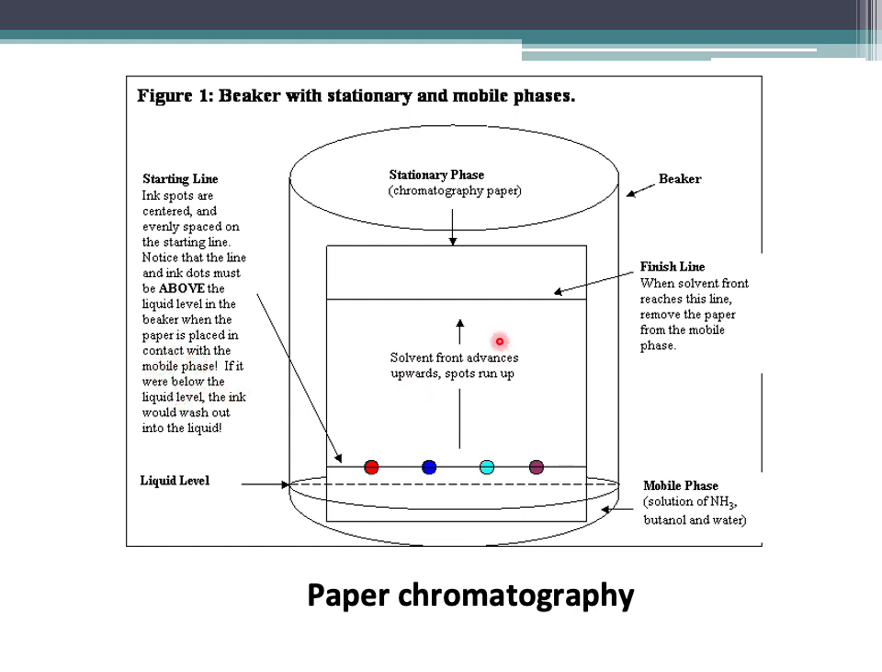Okay, kena pastikan paper tu kena dekat paper tu. Tapi kena mesti wajib di atas line. Okay. Kena atas spot. Spot ke atas. Kena bawah spot. If it were below the liquid level, the ink would wash out into the liquid. Tu dah saya kata. Dia tak jadi.